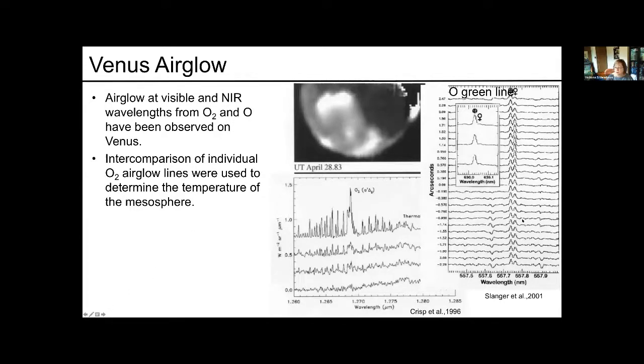Over here, I'm also showing from oxygen, this is the oxygen green line, which can also be seen on Venus and might be the source of the ashen light, which people have talked about on Venus.